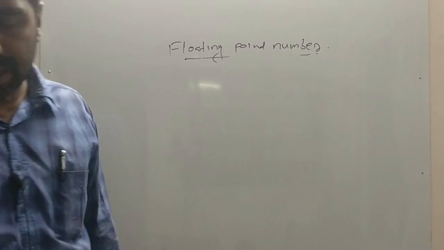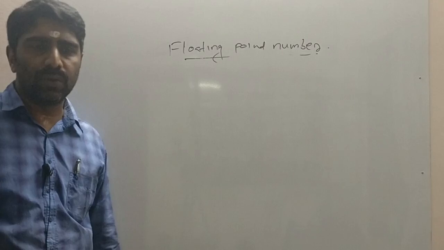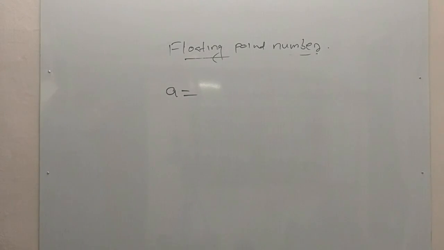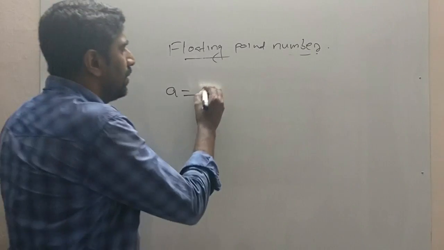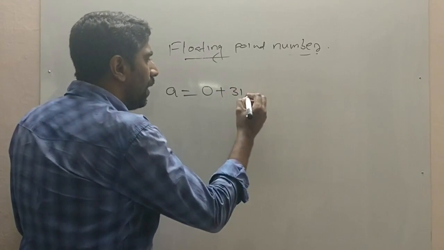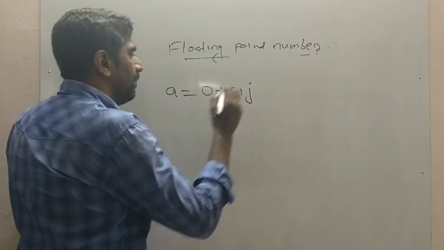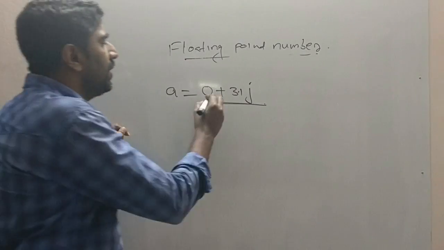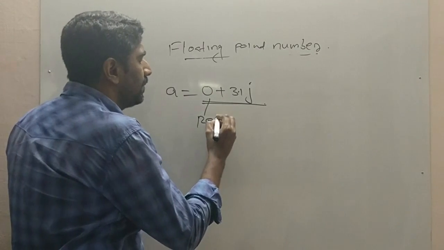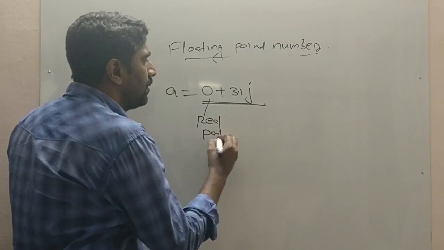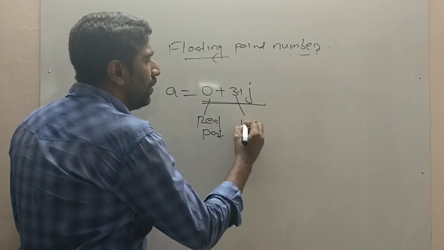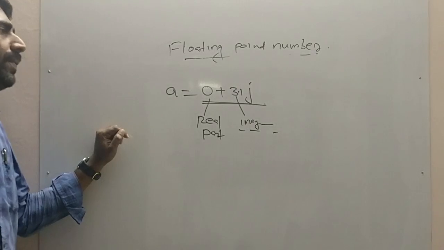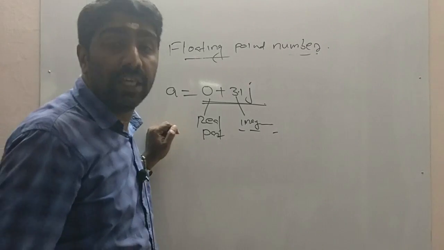But inside Python there is a small difference. A is equal to 0 plus 3.1j. Here 0 is called the real part, and 3.1 is called the imaginary part.